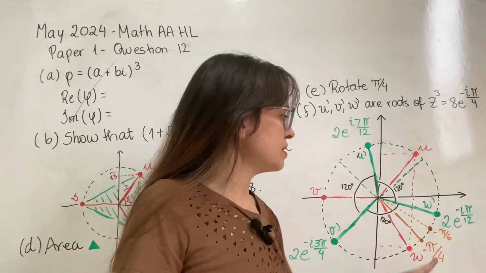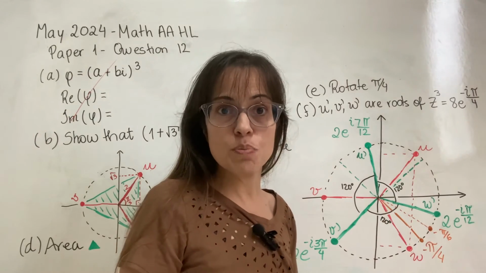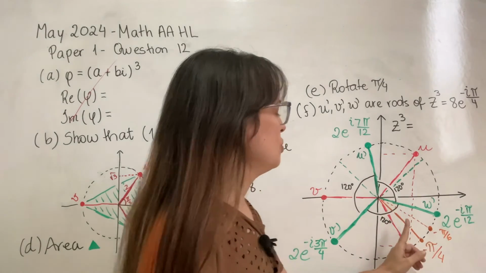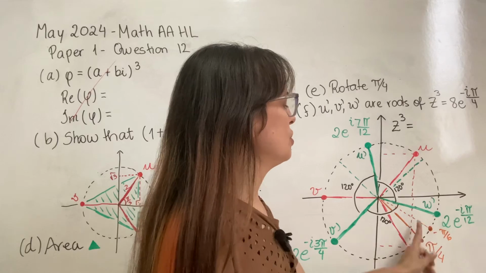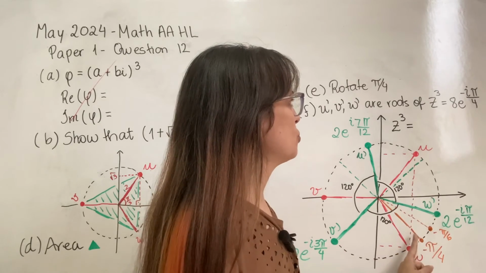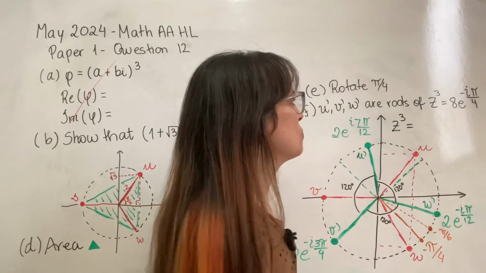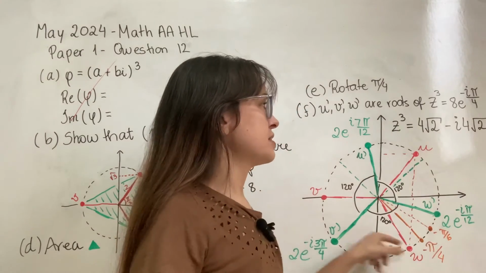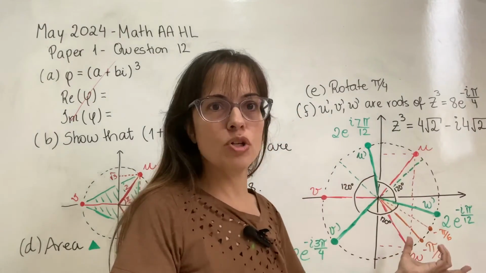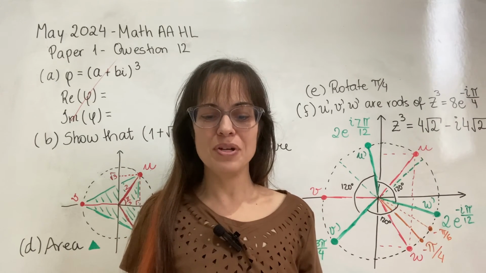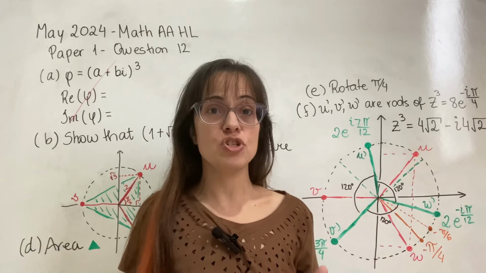But again, because this is pi over 4, it is one of my special angles, this transformation is very easy to do. In the unit circle, this would be root 2 over 2, but that's multiplied by 8, so that is 4 root 2. And the imaginary part is the same, but it's negative because of the quadrant where it's at. Only one part left to go in this question 12, and it's part G.